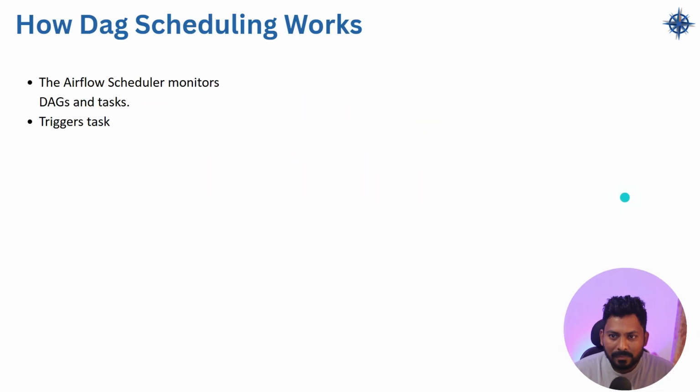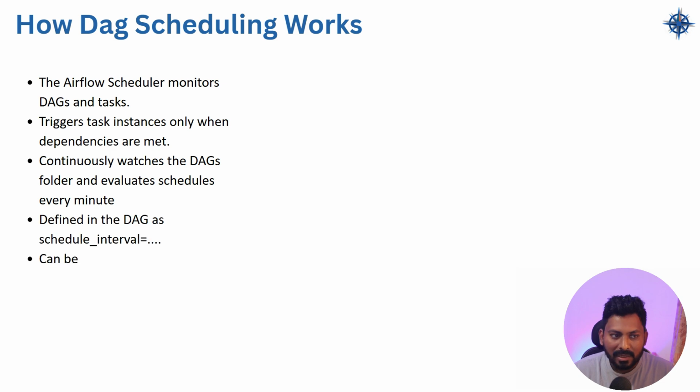So first we will see how DAG scheduling works in Airflow. Whenever Airflow components are running, like the Airflow scheduler, web server, and triggerer, the Airflow scheduler monitors the DAGs and tasks. It will trigger the task when the schedule time is there and all dependencies are met, and it will continuously keep watching the DAGs folder and evaluate the schedules every minute. Let's say in this minute or in upcoming time there is a new DAG matching the schedule, then it will create the DAG instance.